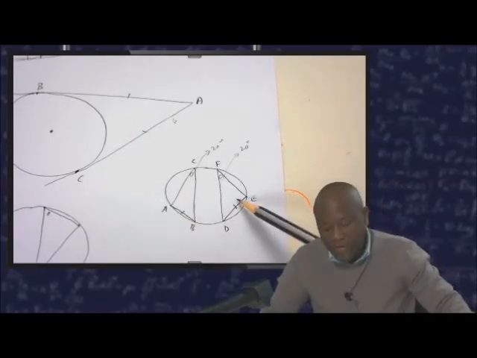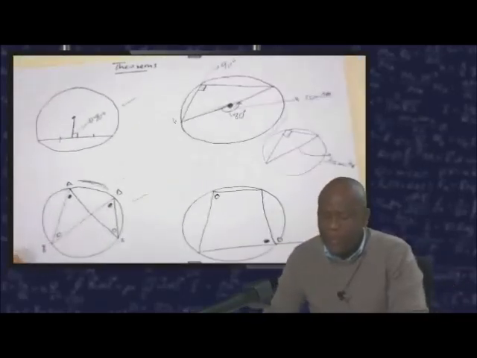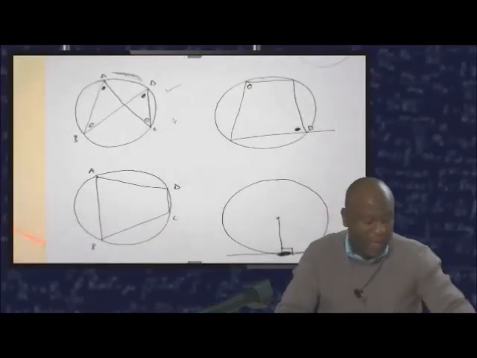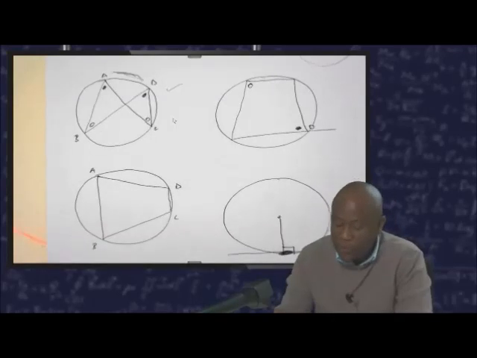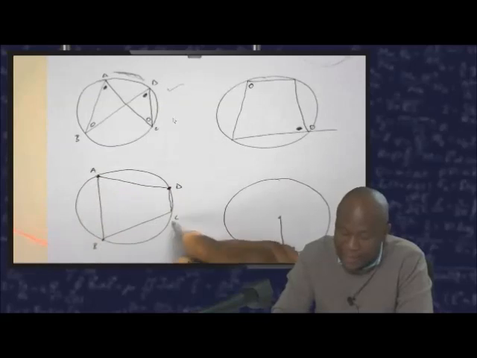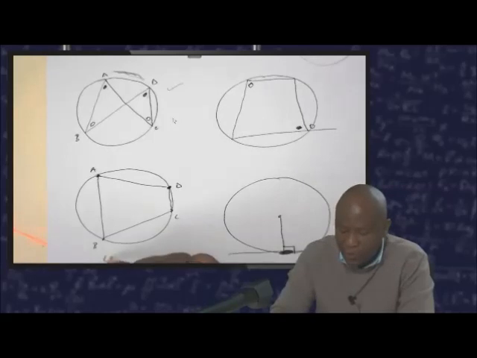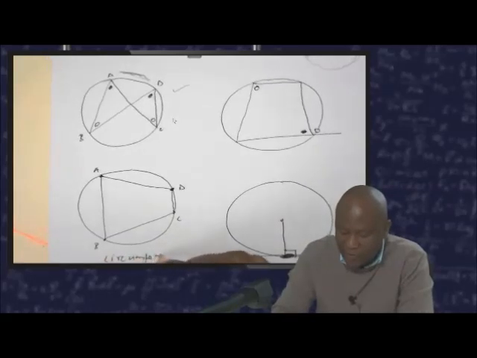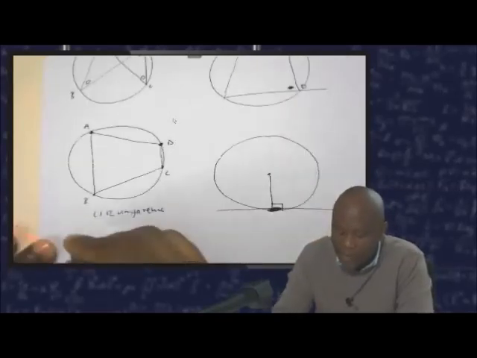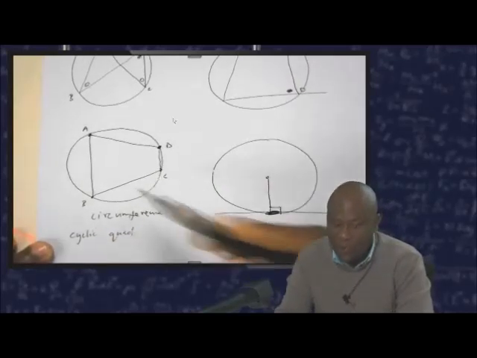Please take note. It's very important to recognize that diagram as well. Maybe when you come to a cyclic quadrilateral, remember that it will always be indicated to us that A, B, C, D are points on the circle. Once it is emphasized that those points are on the circumference of the circle, then we know that we have a cyclic quadrilateral.